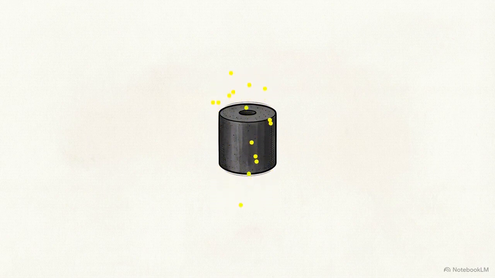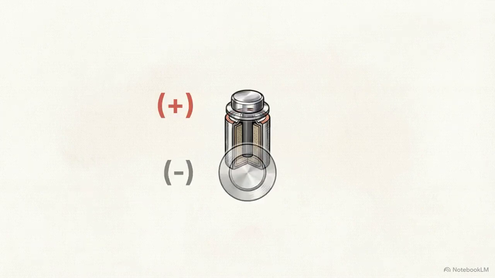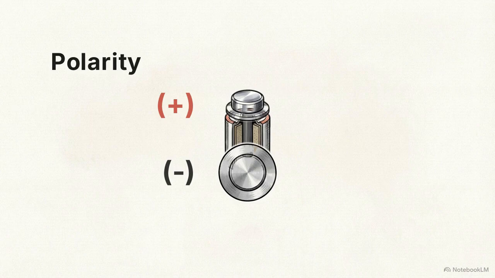The cell has two terminals. The protruding metal cap at the top is the positive terminal, and the flat metal disc at the bottom is the negative terminal. This orientation is called polarity. Electrical energy moves in one direction. It exits the positive terminal, travels through the device's circuitry, and returns to the negative terminal.